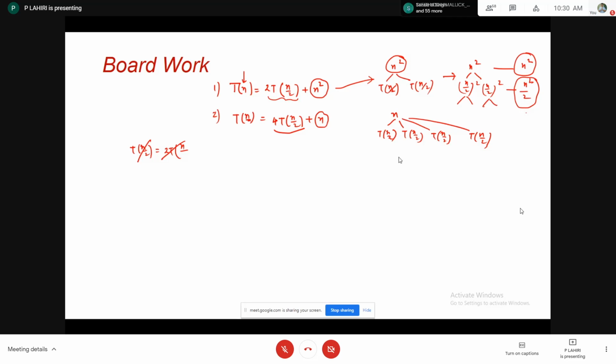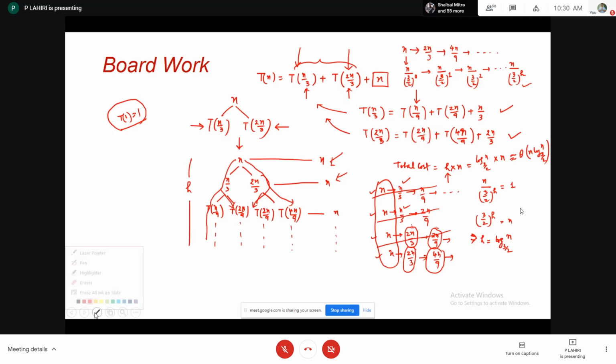Okay, done. So these two are the assignments. You go on solving them. Any doubts regarding recursion tree and all? Any doubts? Hopefully not.